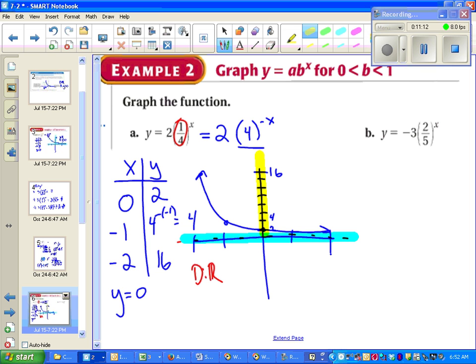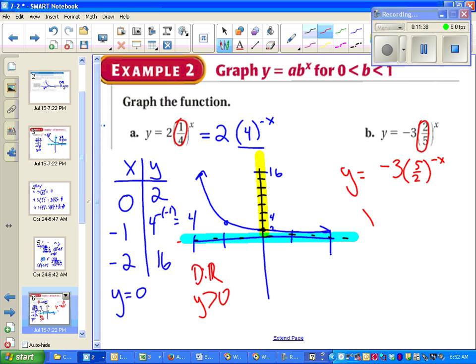I think part B gets a little harder because of that messier looking fraction. You should recognize that 2/5 is less than 1, so you should be rewriting this. You don't like fractions less than 1 for these, it makes it a little harder. Beyond this, we make our table just like we're used to. Put in our 0, negative 1, negative 2.